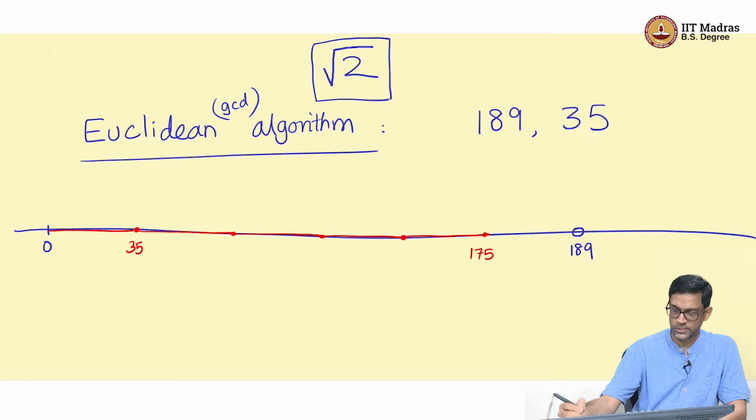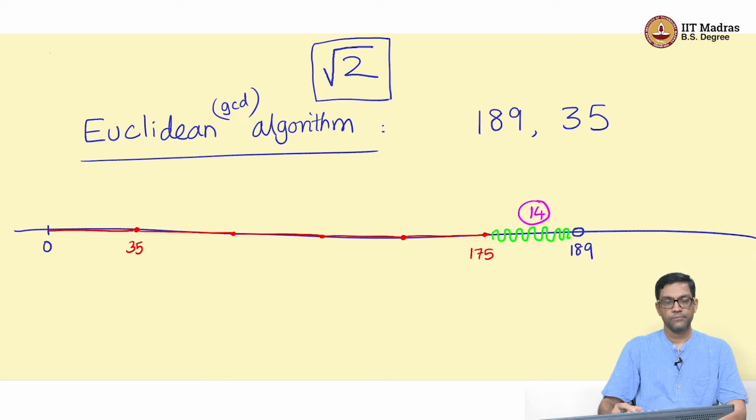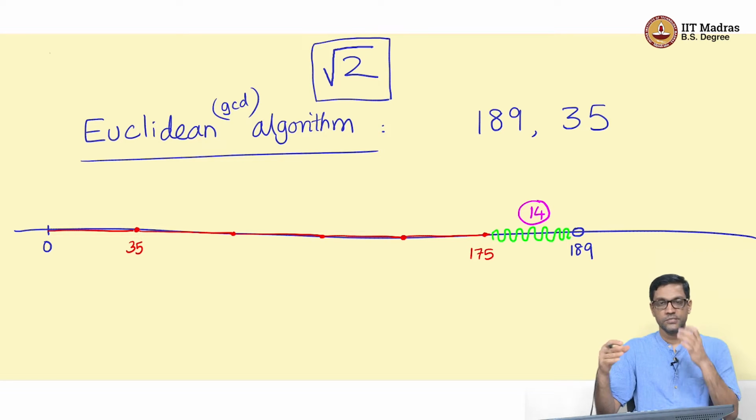Beyond this, of course, it won't divide one more time. So what you are left with is a remainder, and this bit here is the remainder. In this case we know it is 14. It is as if you are trying to measure this distance of 189, say 189 meters, but all you have is a scale whose length is 35 meters. So you try to measure this length.